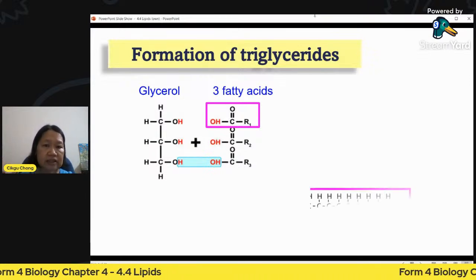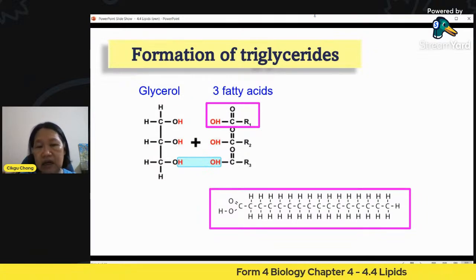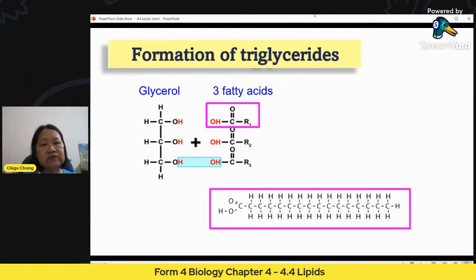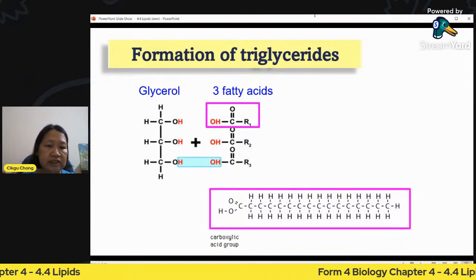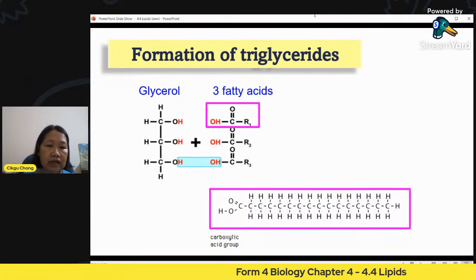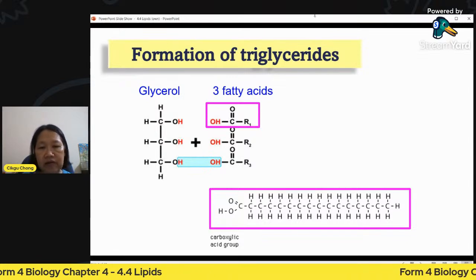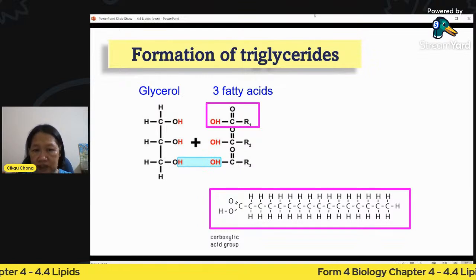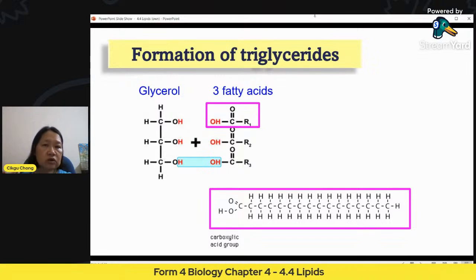So it actually looks like this. You see here, this is one example of a fatty acid. And fatty acids always have a very long hydrocarbon chain. On one side, you have the COOH, which is the carboxylic acid group. And on the other side, you'll find this very long CH2 chain, which extends up to 10 or 20 or even 30 carbons.